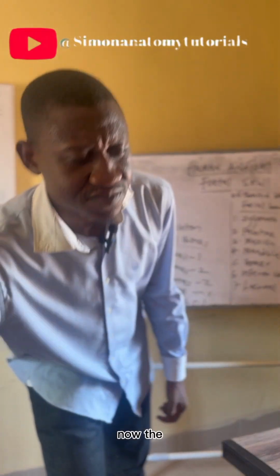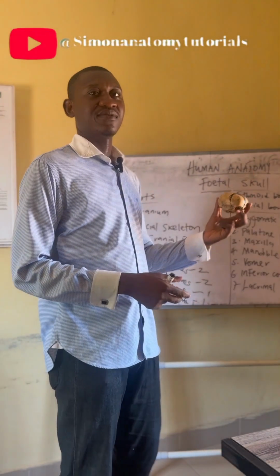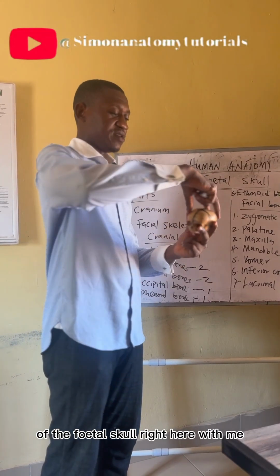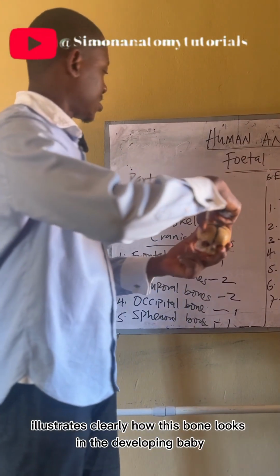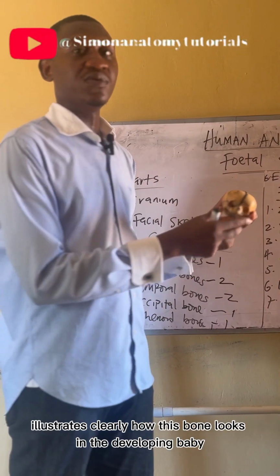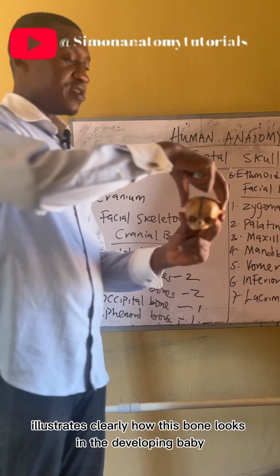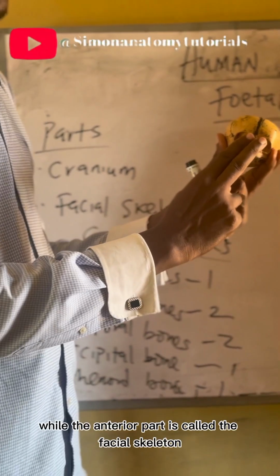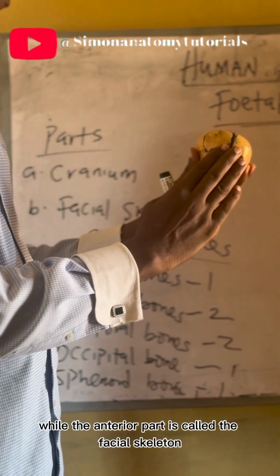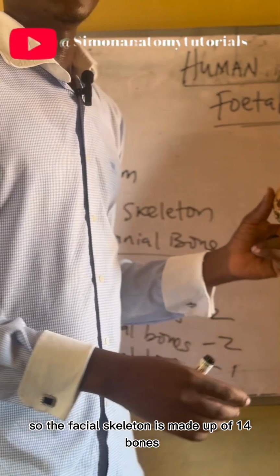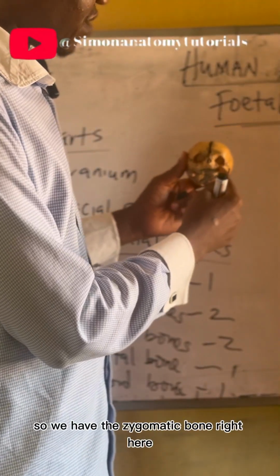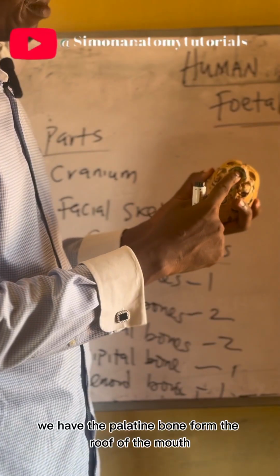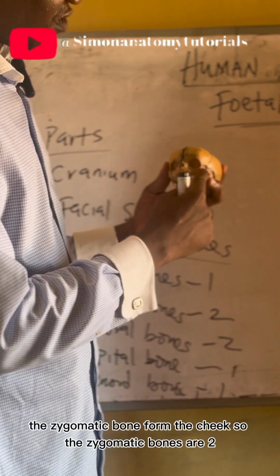Now, the model of the fetal skull, right here with me, illustrates clearly how these bones look in the developing baby. The upper part of the skull, here, we are calling the cranium, while the anterior part is called the facial skeleton. The facial skeleton is made up of 14 bones. So we have the zygomatic bone right here. The palatine bone forms the roof of the mouth. The zygomatic bone forms the cheek.